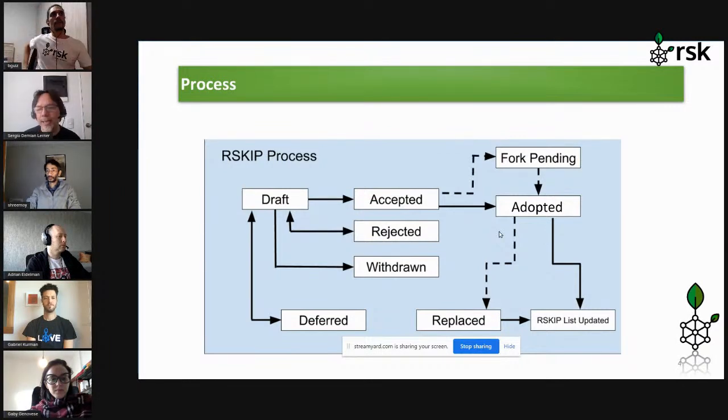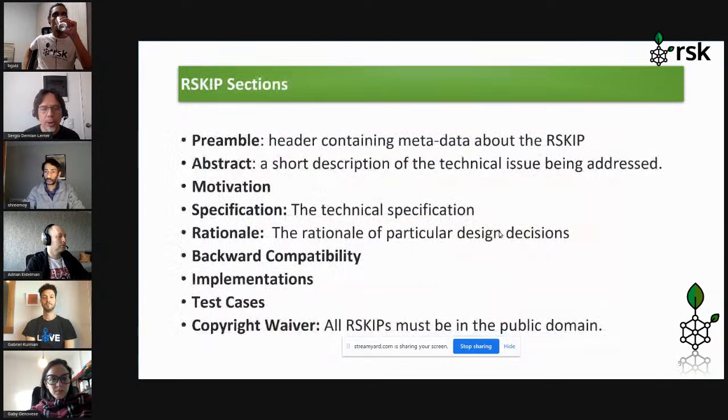So basically this is the workflow of a proposal. So what does a proposal need? First, it needs a preamble where you fill in some metadata about the RSK IP.